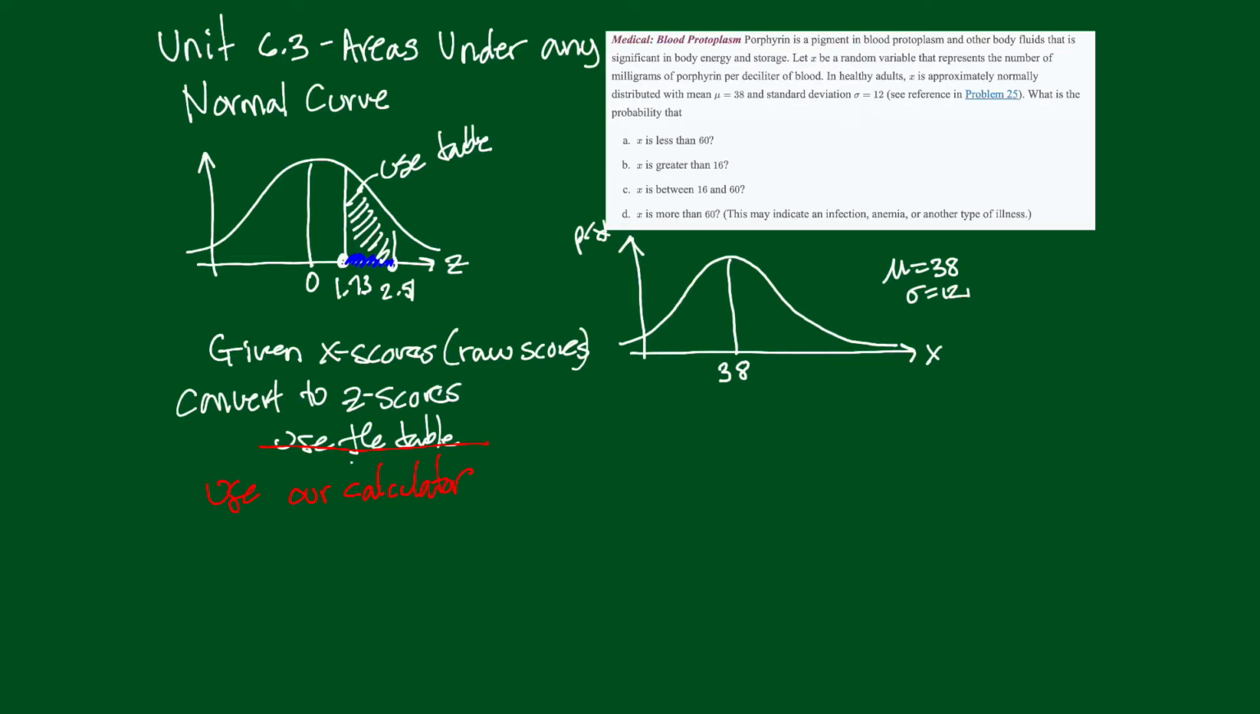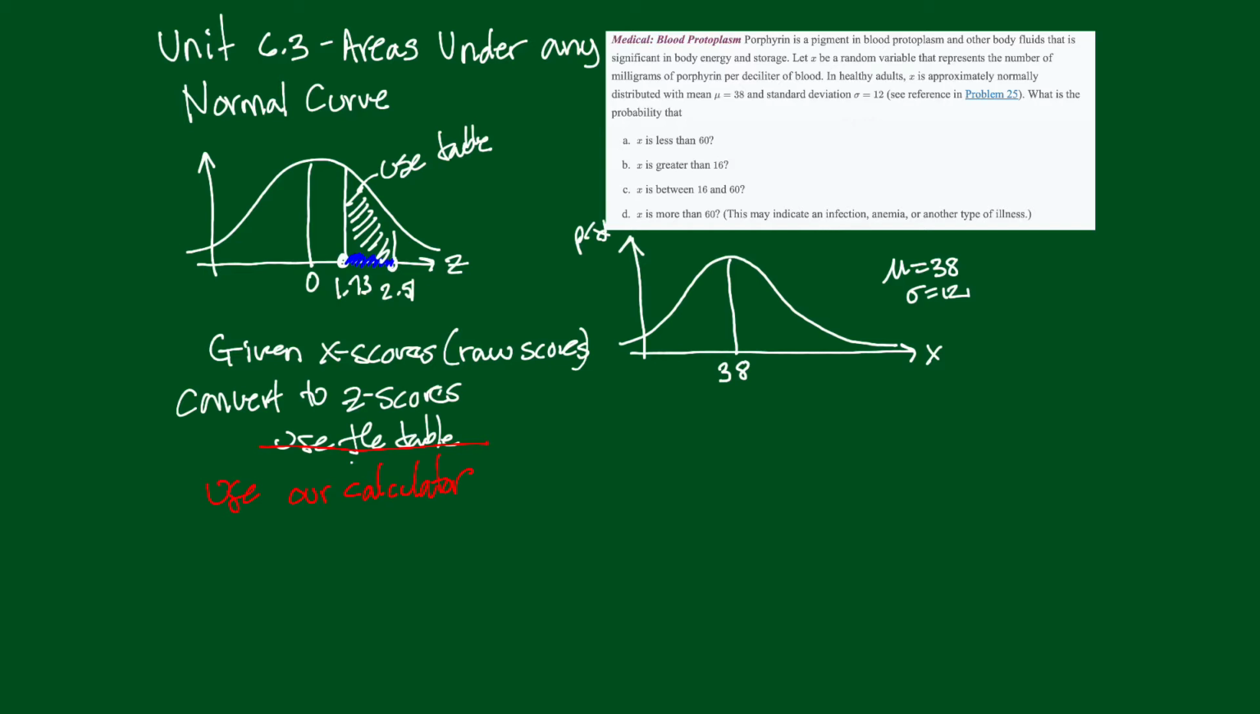Now, here's the question. Part A: what is the probability that x, a random variable that represents the number of milligrams of porphyrin per deciliter of blood, is less than 60? So how much porphyrin do you have in your blood? What is the probability that it's less than 60?